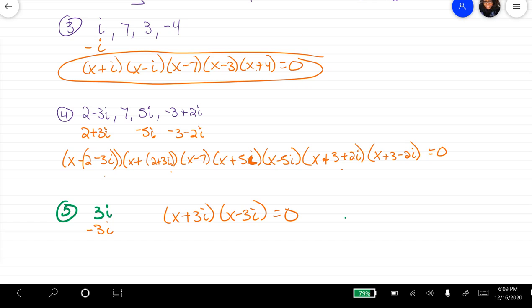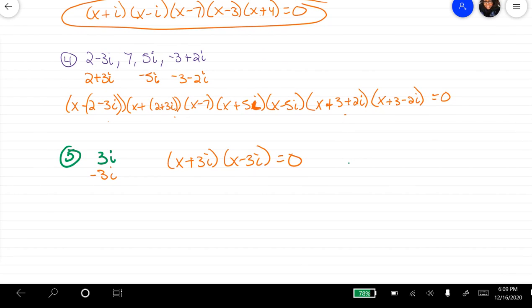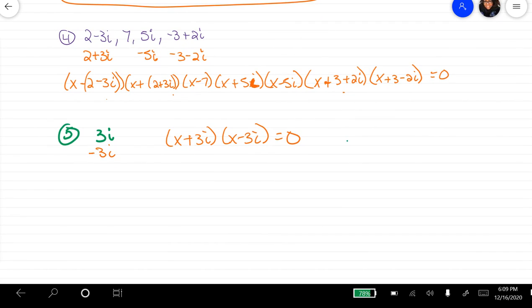And I just wanted to do one last question here for number 5. For this problem, I just wanted to use this to show you guys why this fundamental theorem of algebra is relevant, or why it's used. And I'll explain that quickly here.